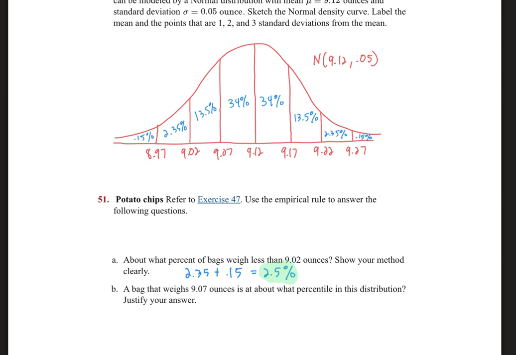Okay, for B, they say a bag that weighs 9.07 ounces is about what percentile in this distribution? Okay, so a percentile is the percent of the distribution that's less than or equal to that value. Okay, so if you find 9.07, the percent that's less than or equal to is just all of this area added together. So we know that this is 2.5, and then just add 13.5, and so that'll be 16%.